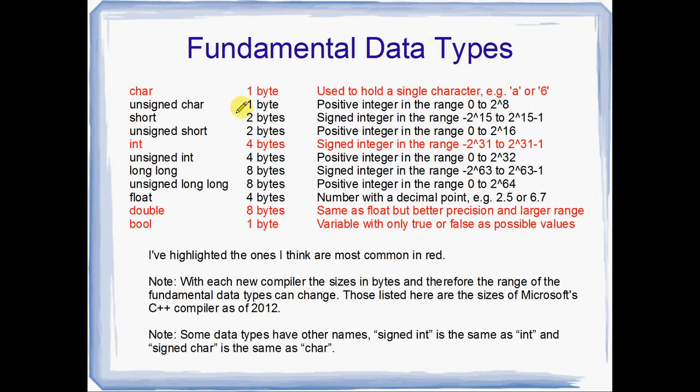There's also unsigned char, which is also 1 byte, and this is a positive integer because it's unsigned, and it has the range from 0 to 2 to the power of 8, which is 255. Actually, that should be 2 to the power of 8 minus 1, gives you 255. So 2 to the power of 8 is actually 256. But you can't set an unsigned char to 256. Its highest value it can represent is 255.